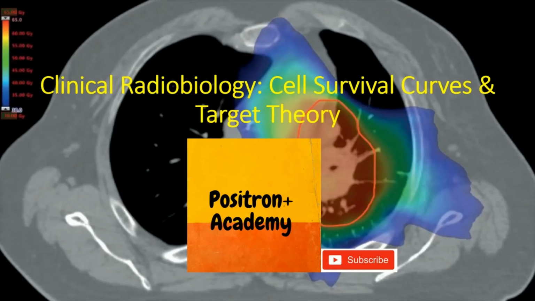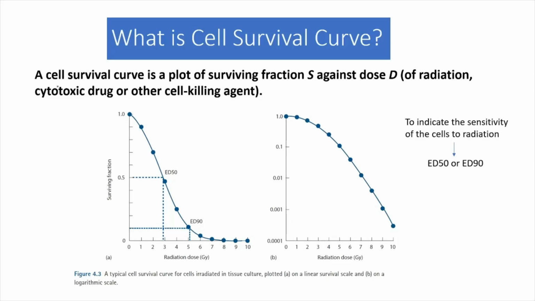Today the topic of discussion is clinical radiobiology, in which we will study cell survival curves and the target theory. So the first question will definitely be, what is a cell survival curve? A cell survival curve is a plot of surviving fraction against dose, and this dose can be any radiation dose or any cytotoxic drug dose or any other cell killing agent. But as our topic is inclined towards the radiobiological perspective, you will assume that all doses that we are discussing here are radiation dose.